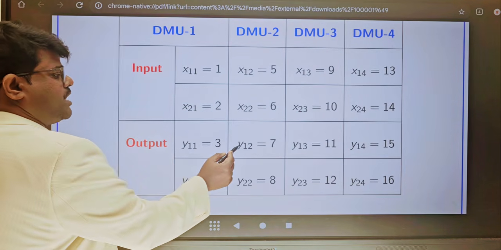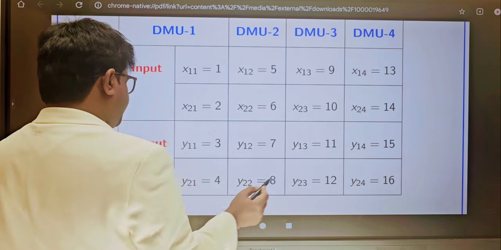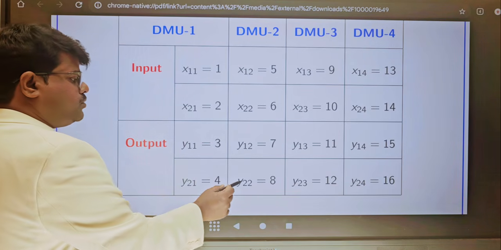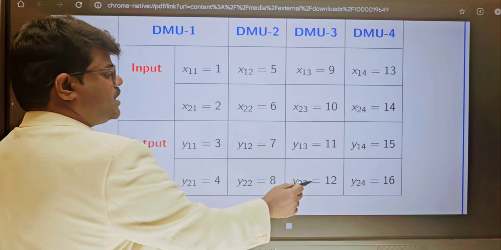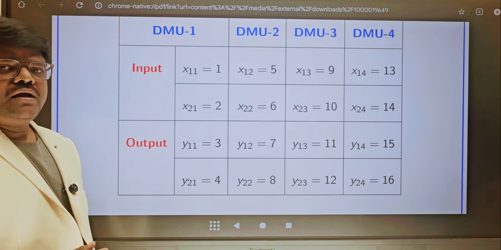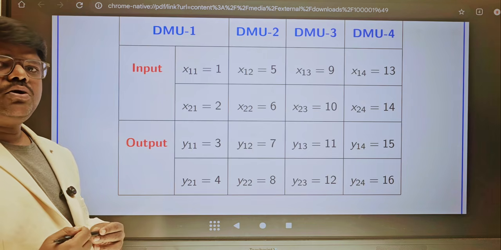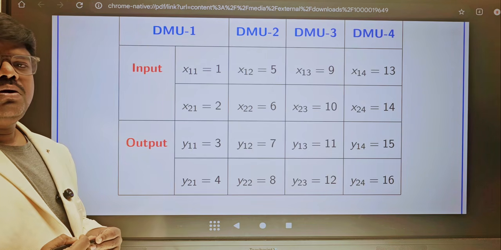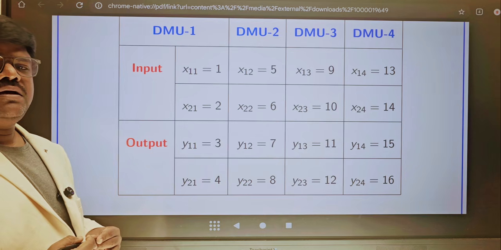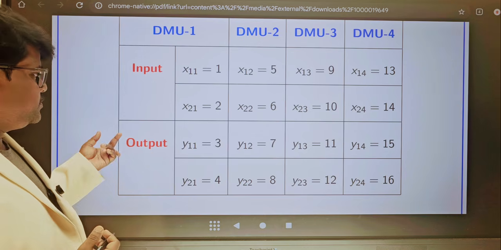The outputs are y11 equal to 3, y12 equal to 7, y13 equal to 11, y14 equal to 15, y21 equal to 4, y22 equal to 8, y23 equal to 12, y24 equal to 16. Here I have considered two inputs and two outputs. Now I want to maximize the ratio of output by input.